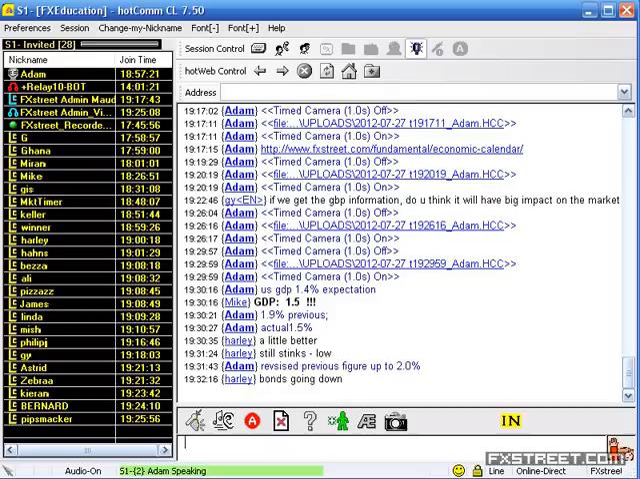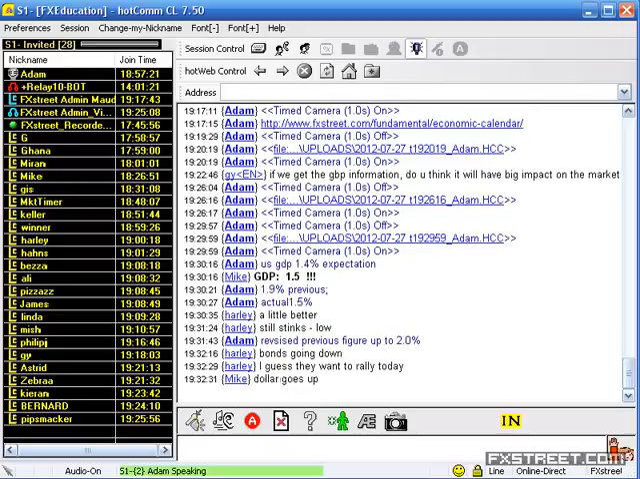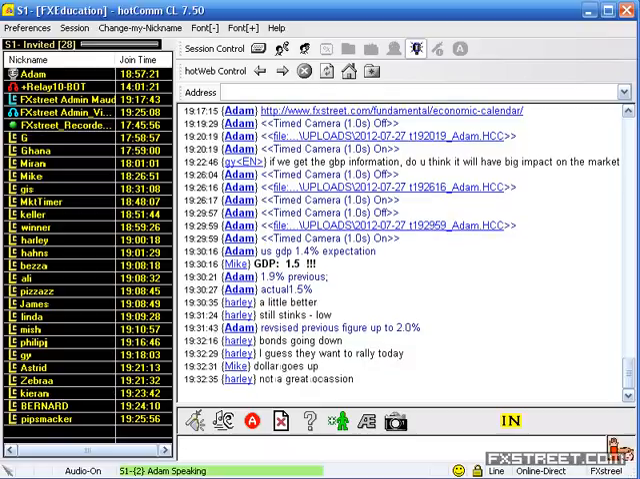Does this 1.5%, and bonds are going down, what does this tell us? It's contradictory in my mind. I really don't get this. In my mind, GDP is released and stocks go up, that tells me more quantitative easing.